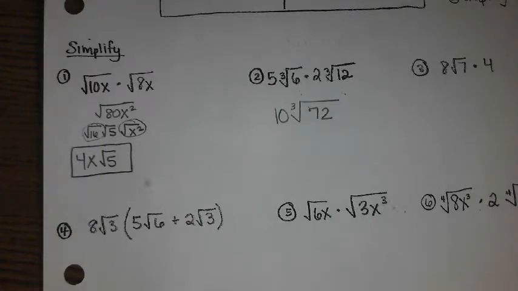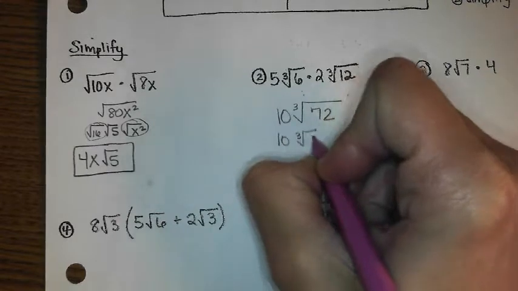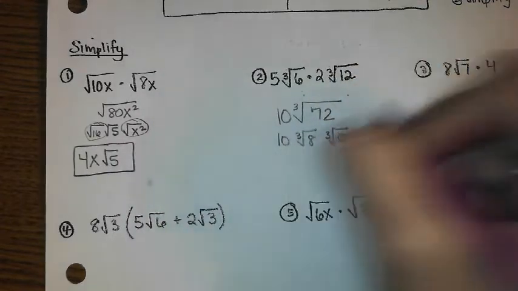Haley? 36 is a perfect square that goes into 72, which would be helpful if I was taking the square root. But I'm taking the cubed root, so I need a perfect cube. Cameron? 8. 8 times what? Right, cubed root 8, cubed root 9.